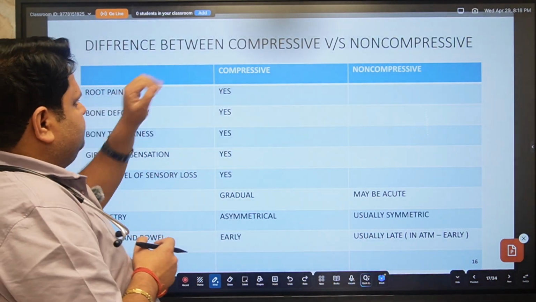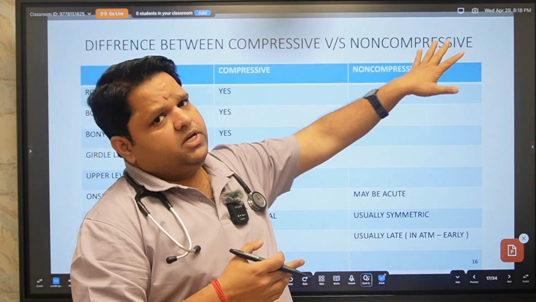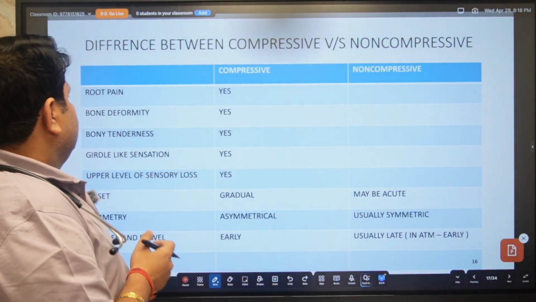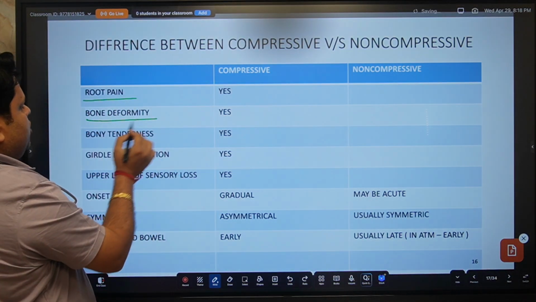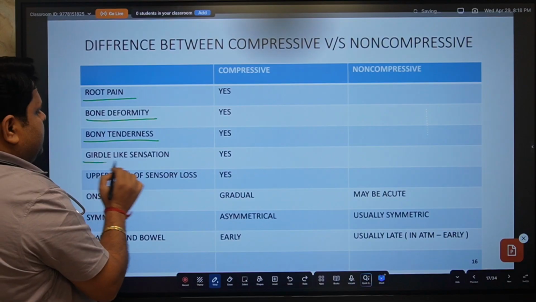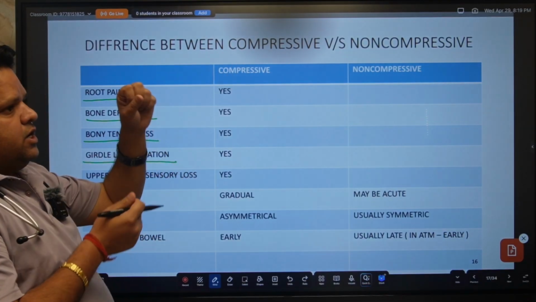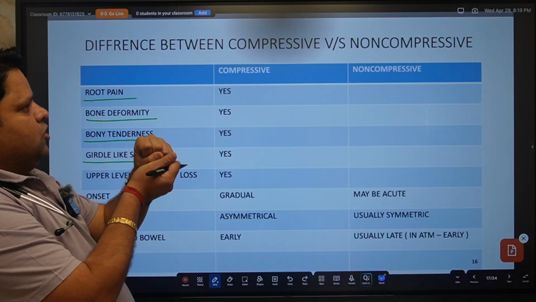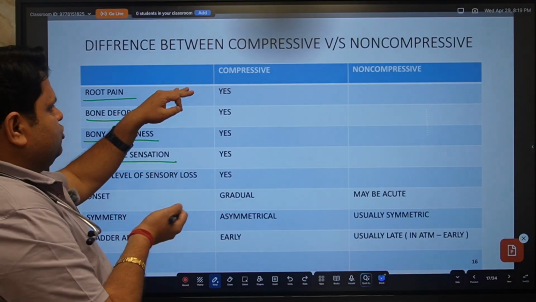So we discussed compressive myelopathy. Now, how do we differentiate between compressive and non-compressive myelopathy? In compressive myelopathy, root pain, bony deformity, bony tenderness and girdle-like sensation are the features, because due to compression from outside to inside or inside to outside, there is involvement of the root, which causes root pain.